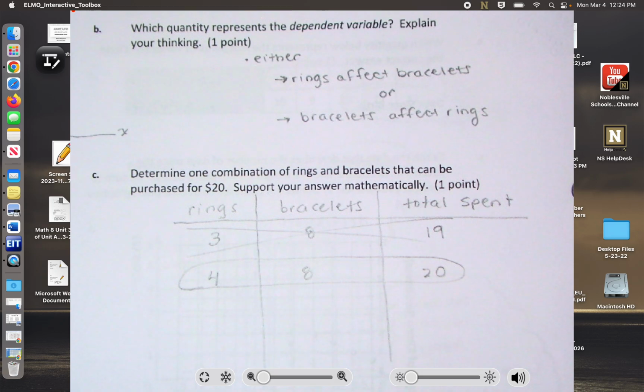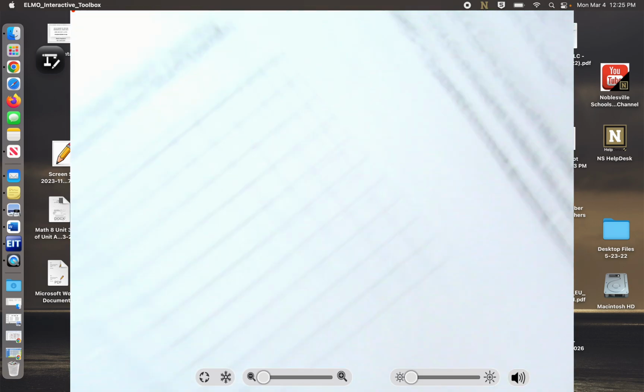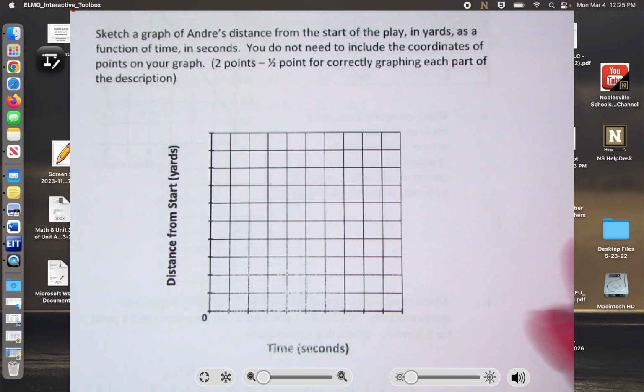Okay. Did anybody solve it a different way? Did you just guess and check in your brain? What did you do? I just put in a certain amount for the rings or bracelets and then just solved the equation. Okay, so you used the equation from A. Good job.